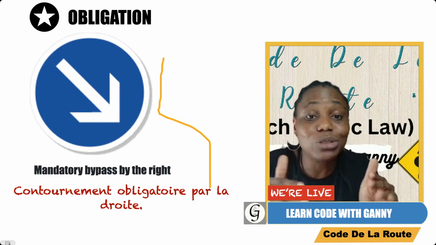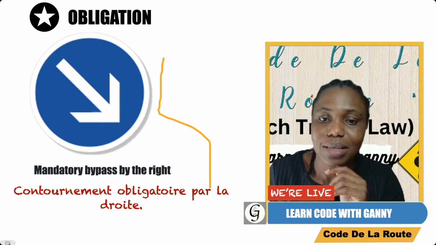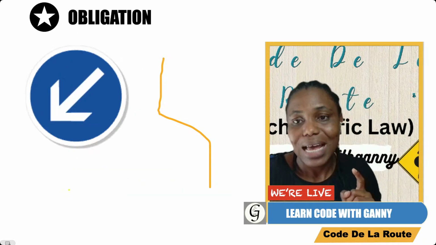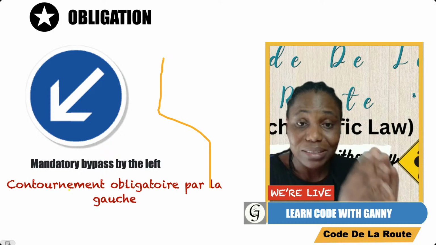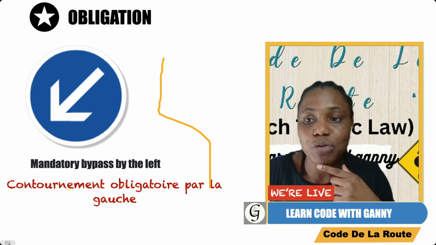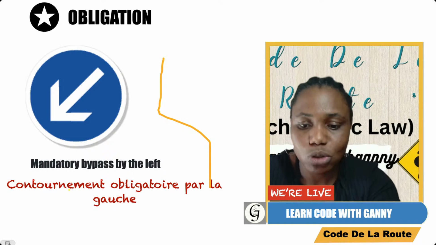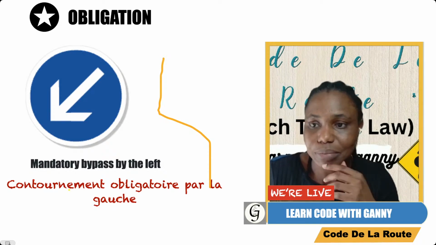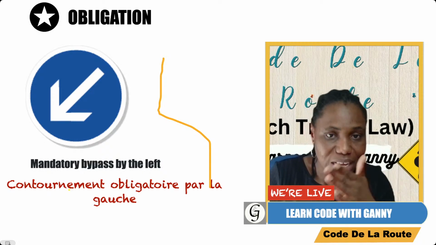Obligation, mandatory to bend to your right, which is the meaning of this one. Okay, mandatory to bend to your right, and this one is mandatory to bend to your left. Okay, mandatory to bend to your left. I just bring out the simple meaning of it now. You know, the more you are teaching, the more you are getting the right answer. Mandatory to bend to your left, which is this one.